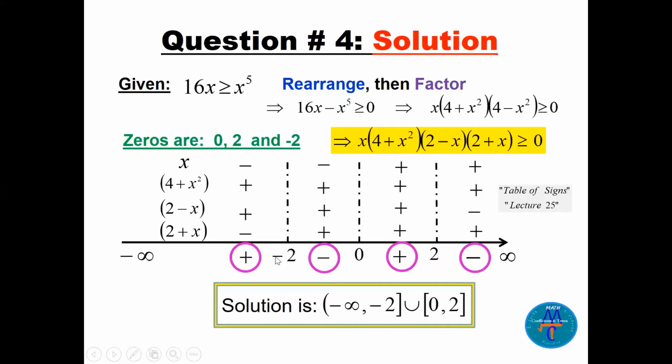Now, when you multiply, we go back to the question in the yellow here. We take greater than or equal to 0. So we choose the positive. See the positive here, from there to there, union from there to there. That's the answer. Minus infinity to minus 2, closed, union, closed 0 to closed 2.